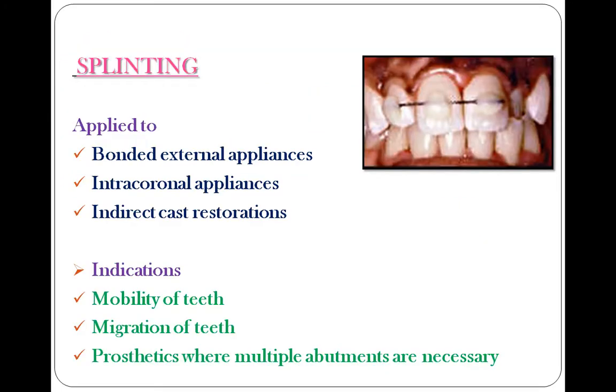The next procedure under this is splinting. Splinting is a technique which holds the loose teeth together, and it is indicated in case of teeth which are mobile or teeth which have migrated, and even in case of prosthetics. They are used to hold the abutments together as a single unit.